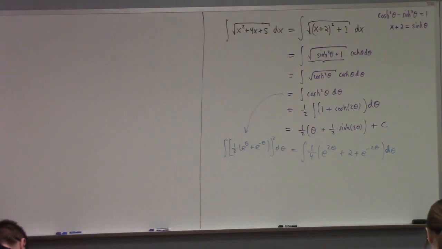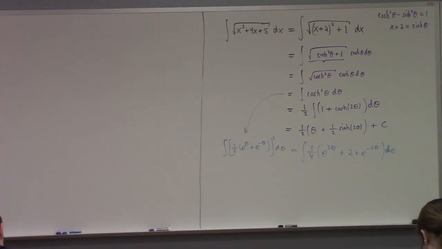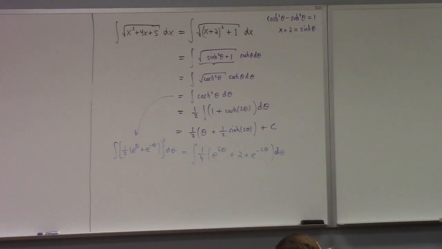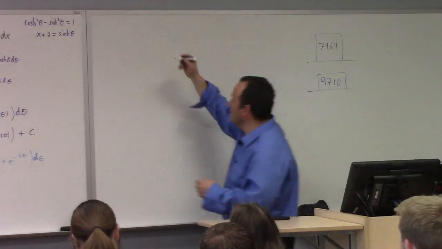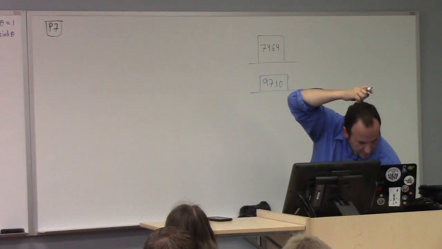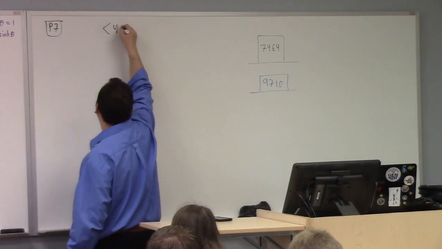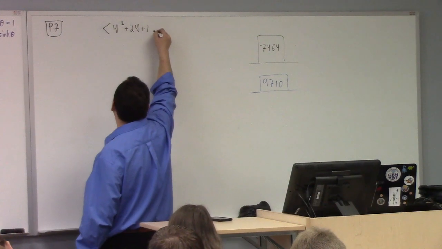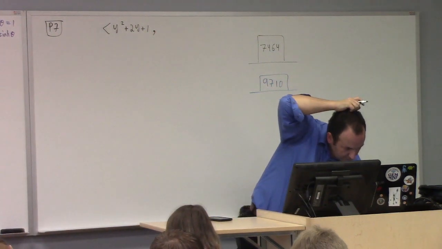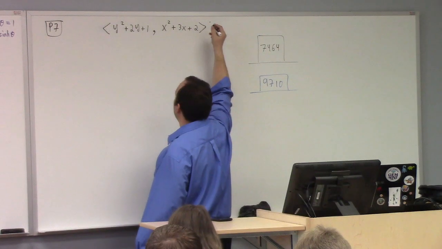I guess I'll work over here. Let me work on the ones that I gave you in the battle. Like problem 7 in the bonus battle. I said find the integral curves to f of x, y. I had y squared plus 2y plus 1 over x squared plus 3x plus 2. So here was my f.